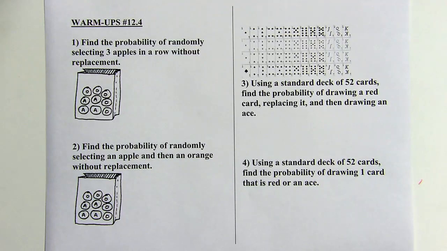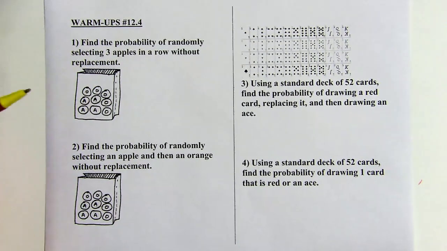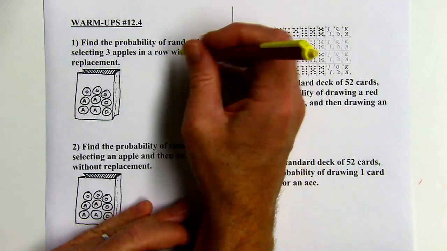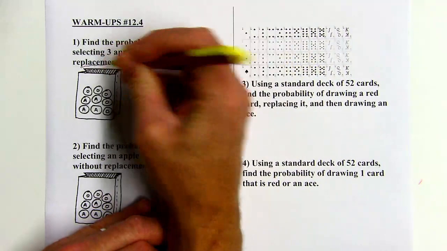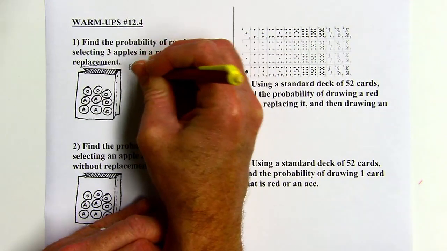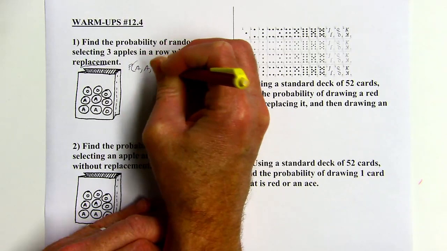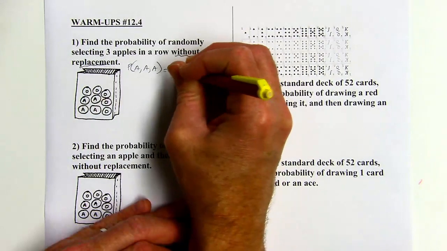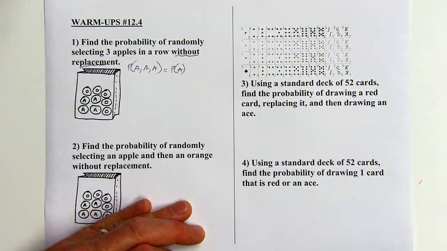Okay, here's warm-up 12.4. So we've got bags of fruit on these first two problems, and we're going to find the probability of randomly selecting 3 apples in a row without replacement. So the key phrase here is without replacement. So yeah, we're looking for the probability of pulling an apple, then an apple, then an apple. Okay. So we're going to be doing some multiplication here. So first we'll just find the probability of pulling the first apple out randomly.